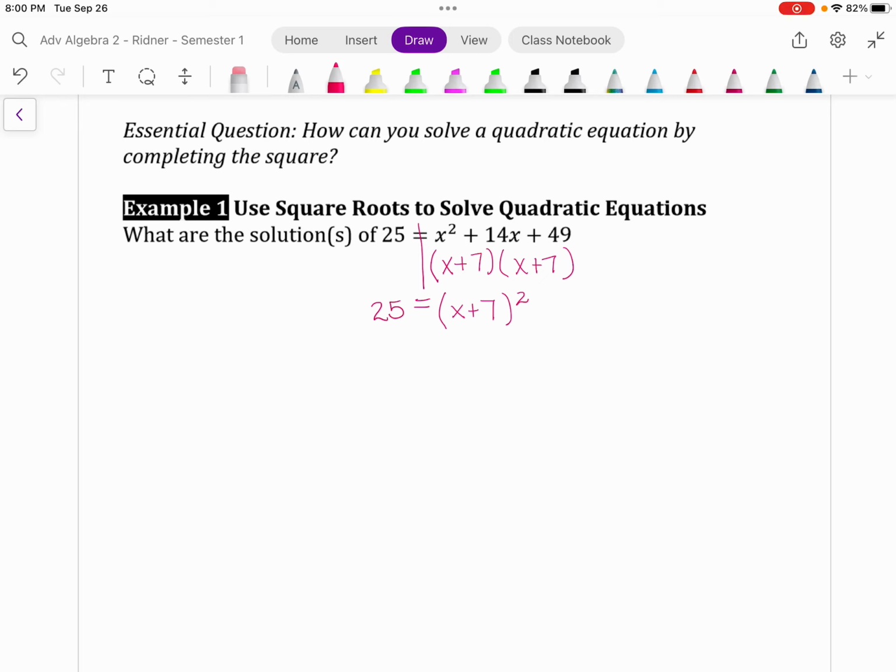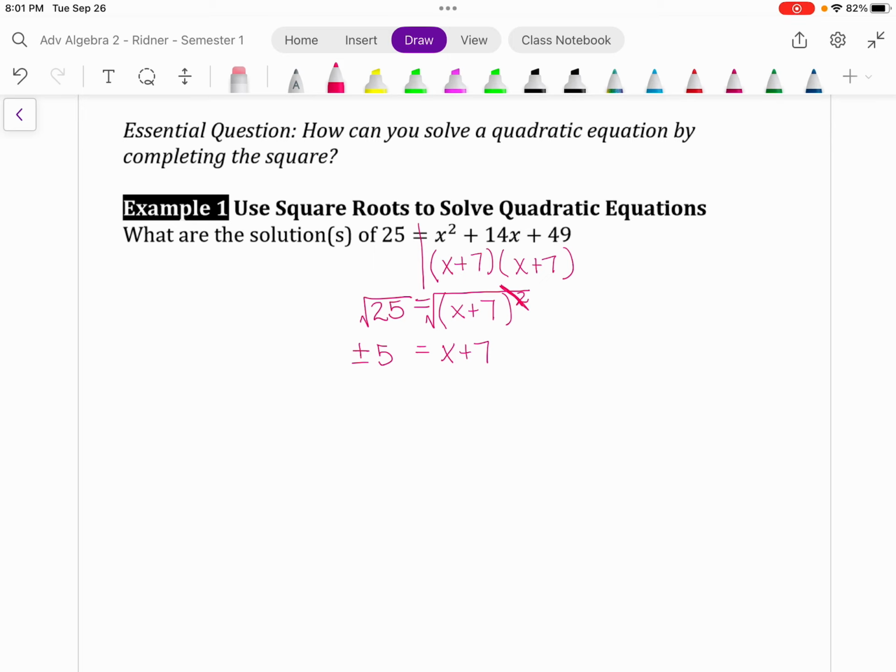Why do I want to do that? Well, because now I can solve this equation by undoing squared with the inverse. The inverse of squared is square root on both sides. And remember, when I take the square root, I could have positive or negative. The square root of 25 is 5. And then the square root of x plus 7 squared is just x plus 7, because the square root and the squared cancel.